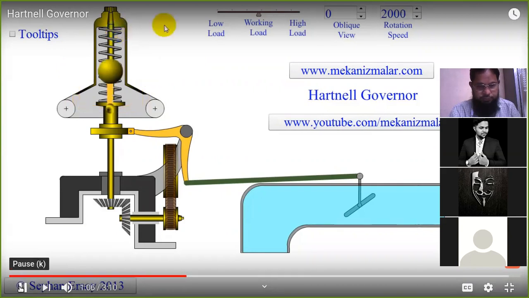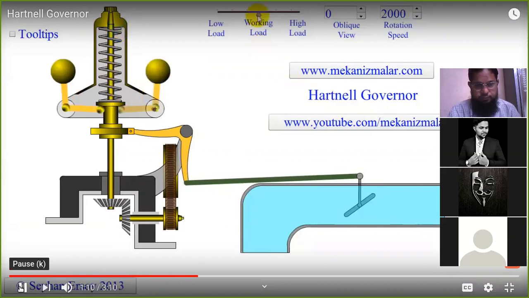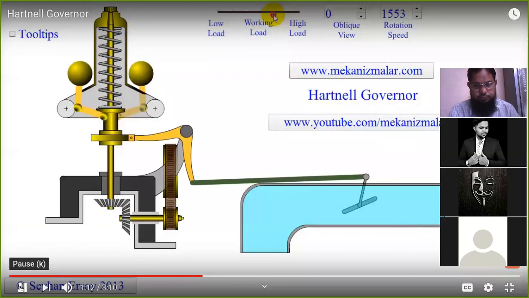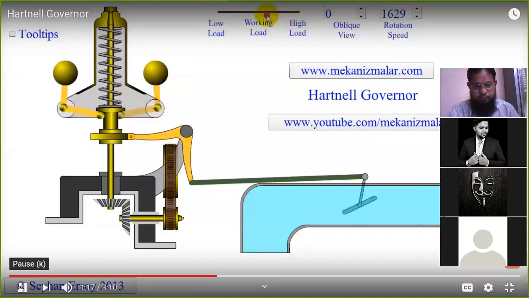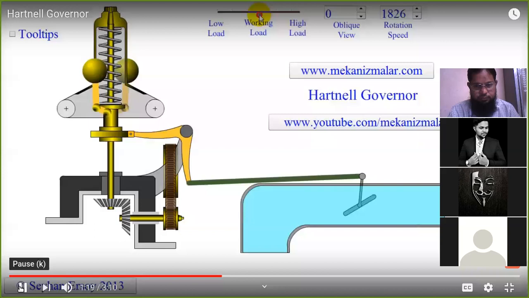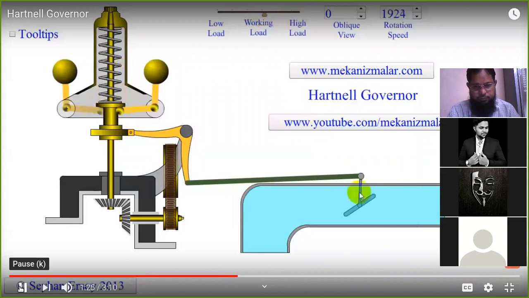Hartnell governor rotation speed is in between 500 and 600 rpm, and by utilizing smaller fly balls and fewer parts, the internal friction is less than that of others. The control valve either reduces or increases steam admission to the engine as required.